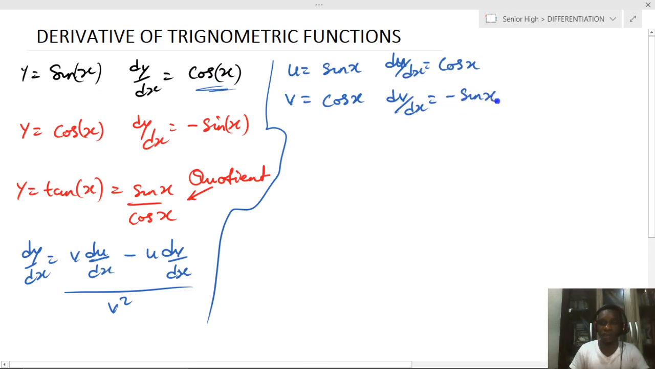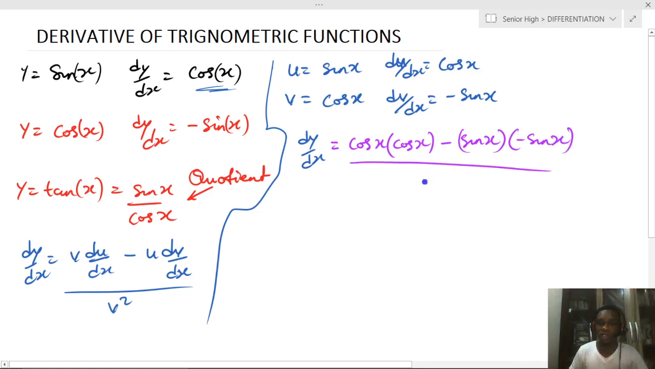And our dv dx for our v will give us minus sine x. So putting into this equation, we have that our dy dx is equal to our v, which is cos x, multiplying our du dx, which is cos x still, minus our u, which is sine x, multiplying our dv dx, which is minus sine x, all over our v square. So that's cos x square.